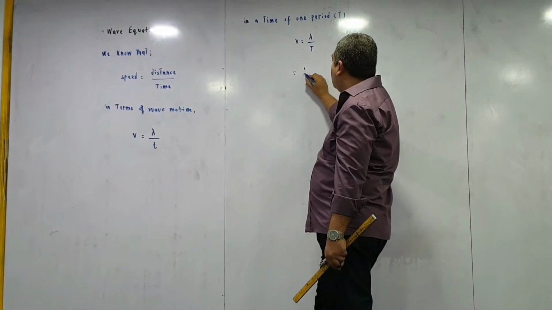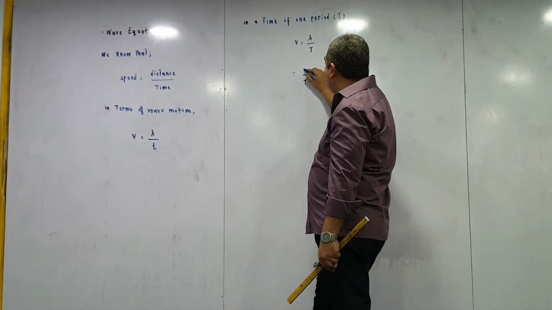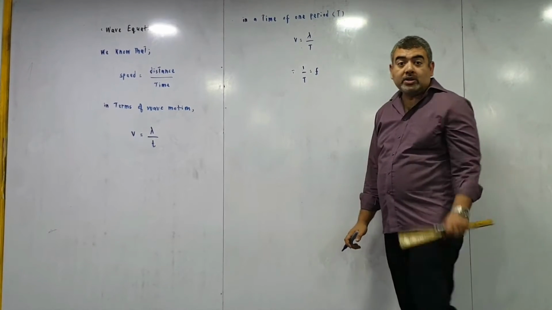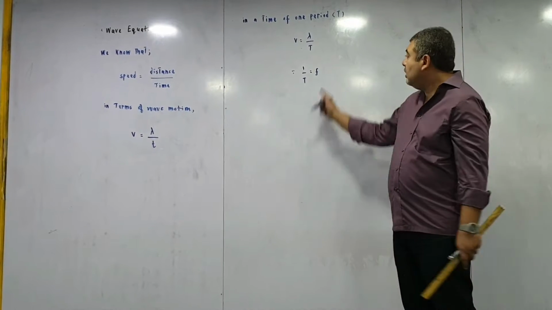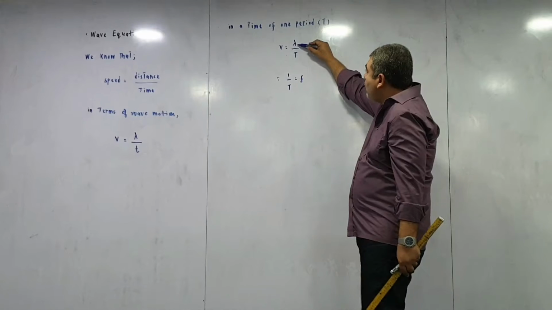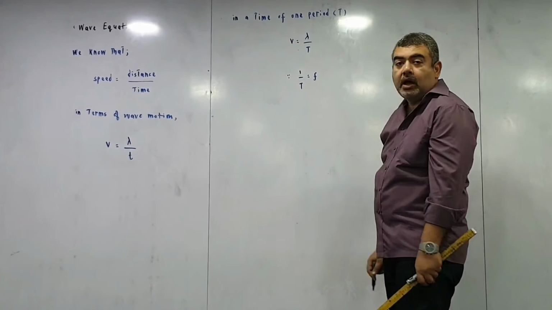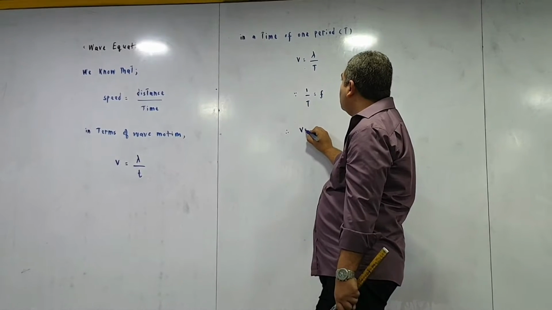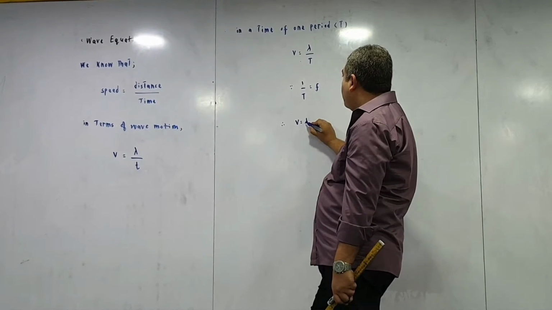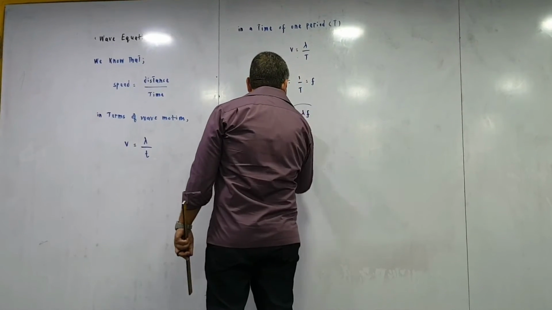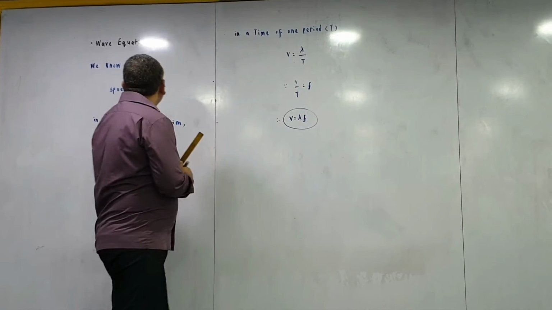We all know 1 upon T, the reciprocal of time period, is actually the frequency. What is the relation between frequency and the time period? They are reciprocal to one another, एक दूसरे के. So, in place of 1 upon T, what I can write? I can write f. Therefore, V is equal to lambda, वही रहेगा. 1 upon T की जगह क्या लिख सकता हूँ? F. This is your wave equation.